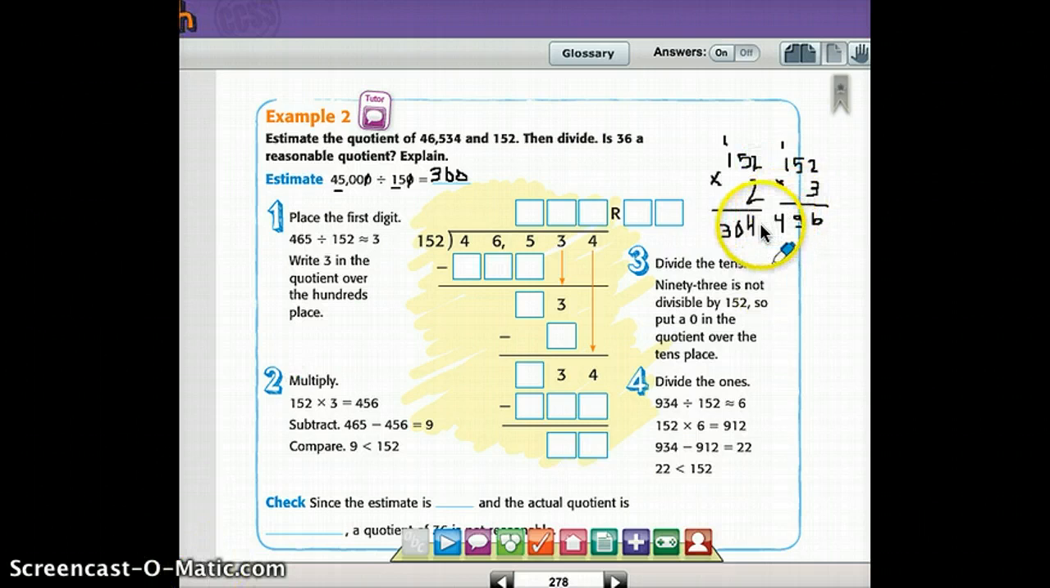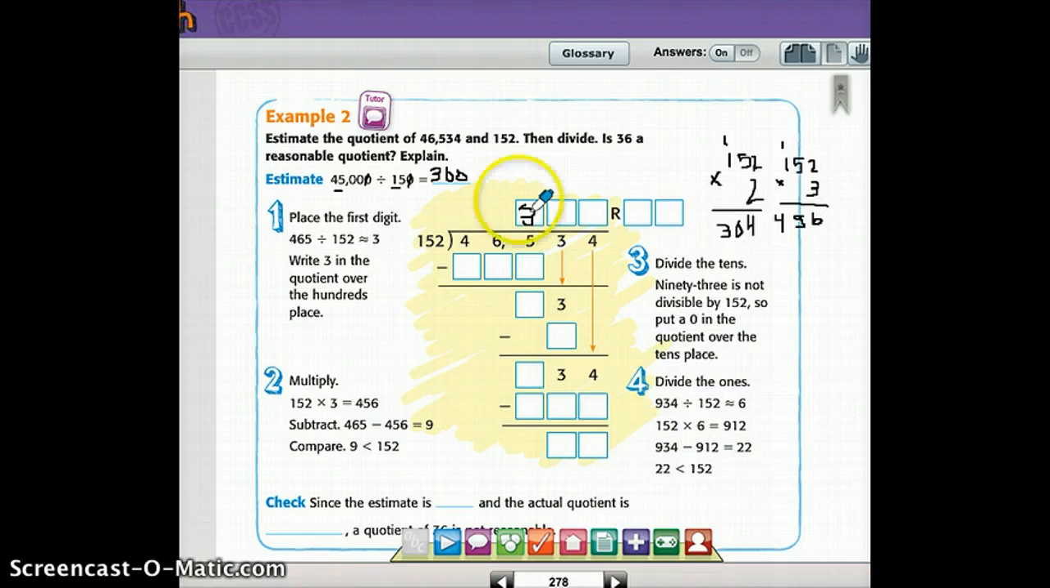Okay, so I worked these out to the side. I did 152 times 2 and got 304. So I thought that was probably a little too low and that it could go into it a little more. So then I tried 152 times 3, and I got 456. So I thought that was probably as close as I could get. So I'm going to write my 3 above the 5 in the 465.